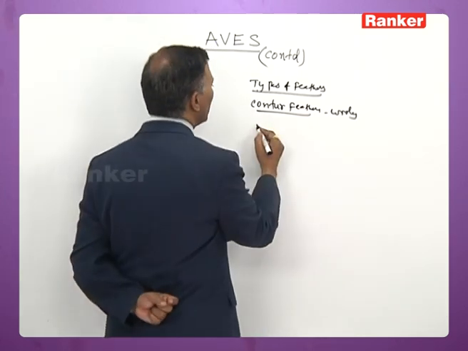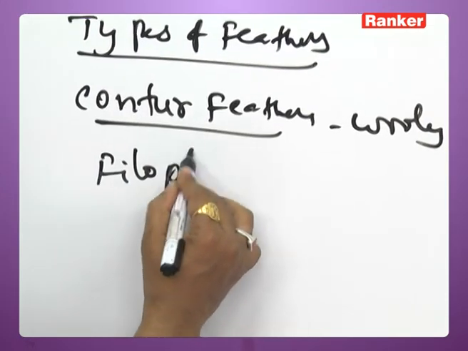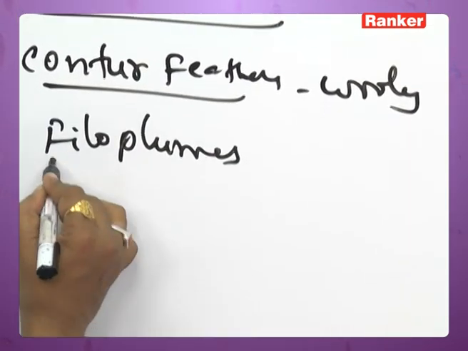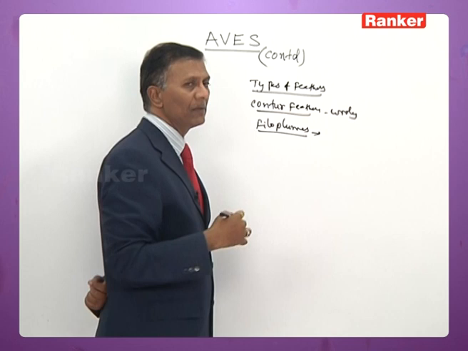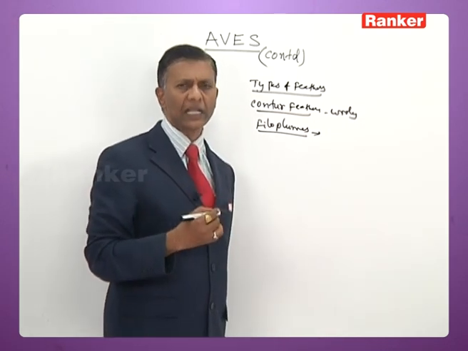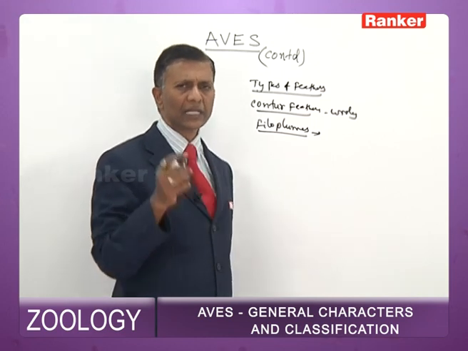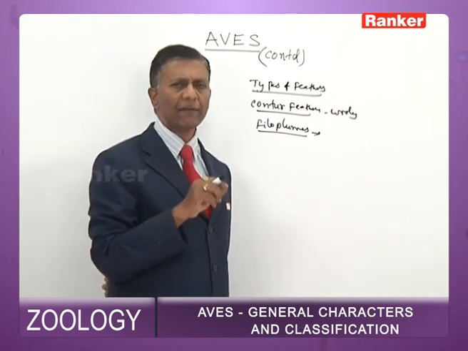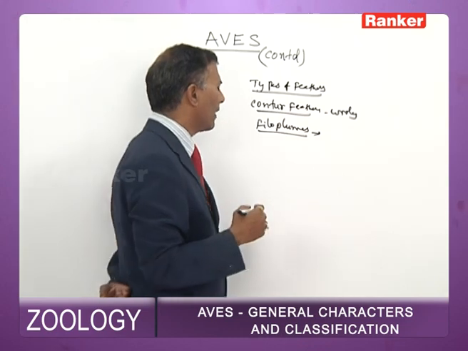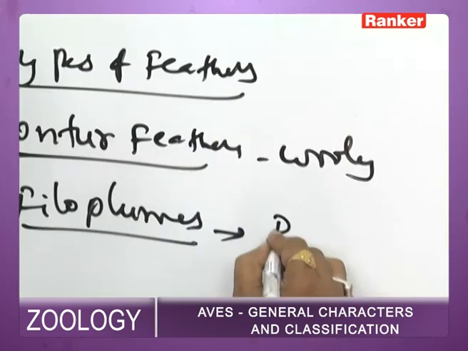And there is another type called phyloplume. Phyloplumes are present in a bird which is thoroughly plucked or dressed. That is, after removing all contour feathers, remiges and rectrices, the sparsely arranged hair-like feathers present on the body are called phyloplumes, or we also call pin feathers.